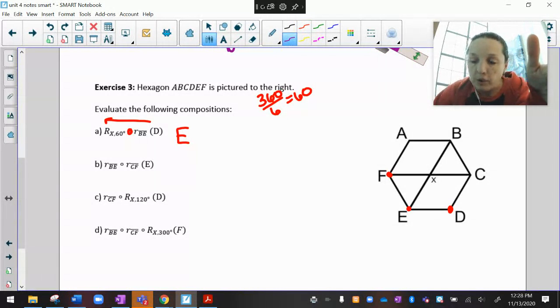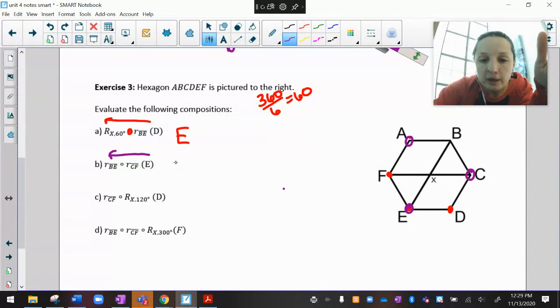All right, next one, purple. Start at E again. Okay. And then flip over CF. Well, CF is this middle line. So if I flip, I go to A. And then flip over BE. So if I fold over BE, I end up at C.